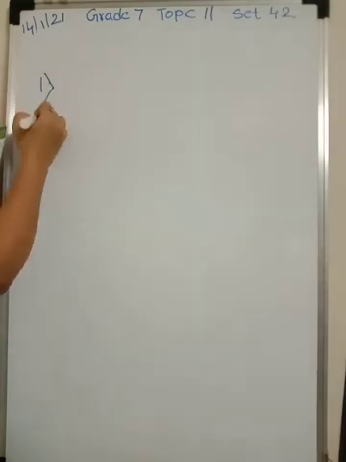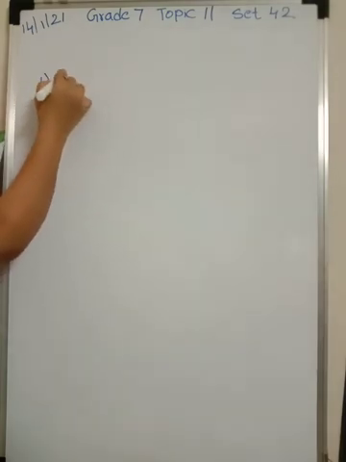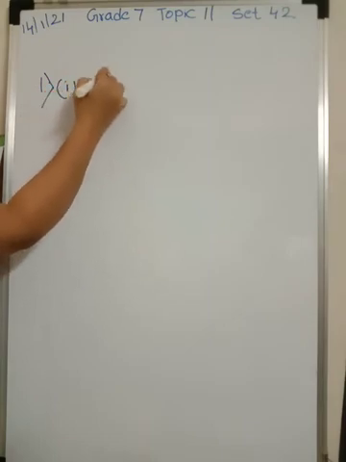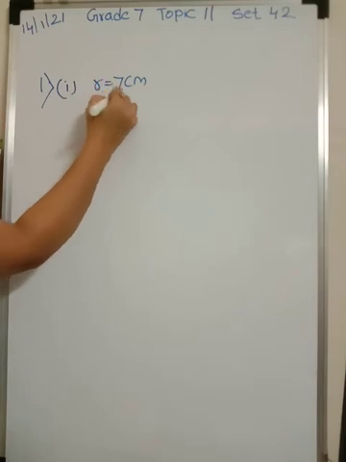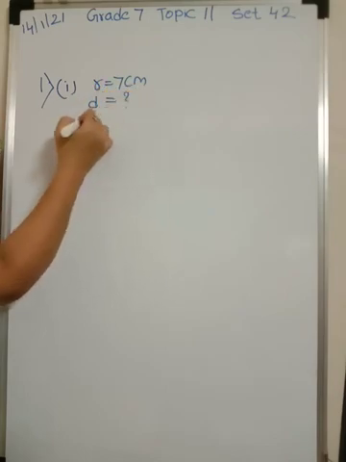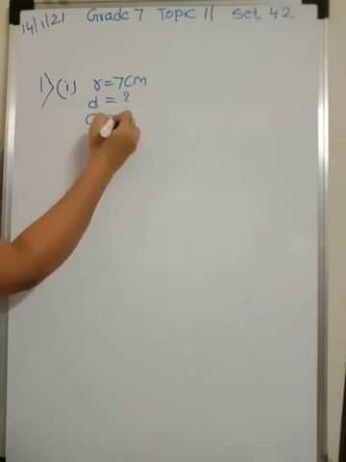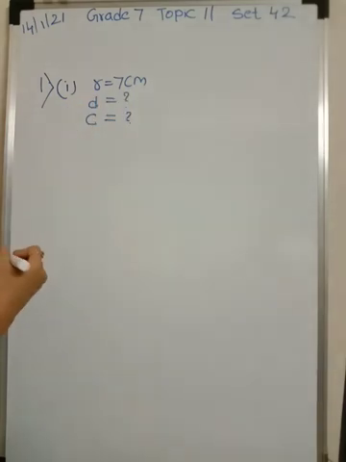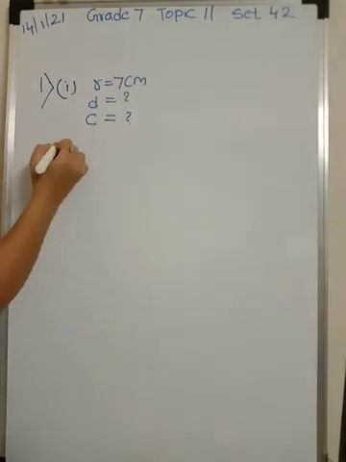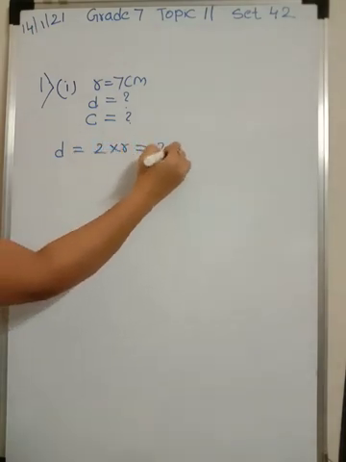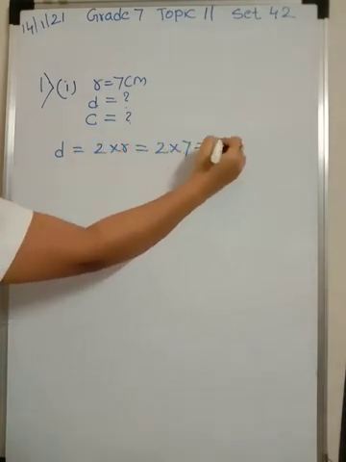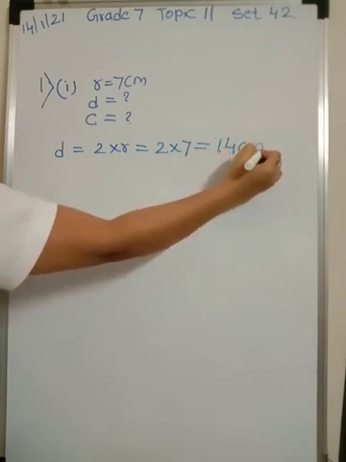In the first question, I am solving question number 1. They have given radius is equal to 7 centimeter. We have been asked to find the diameter, which is question mark, and as well as we have been asked to find circumference. So let us find the diameter first. We know diameter is twice radius. So it will be 2 into 7. So your first answer, diameter is 14 centimeter.